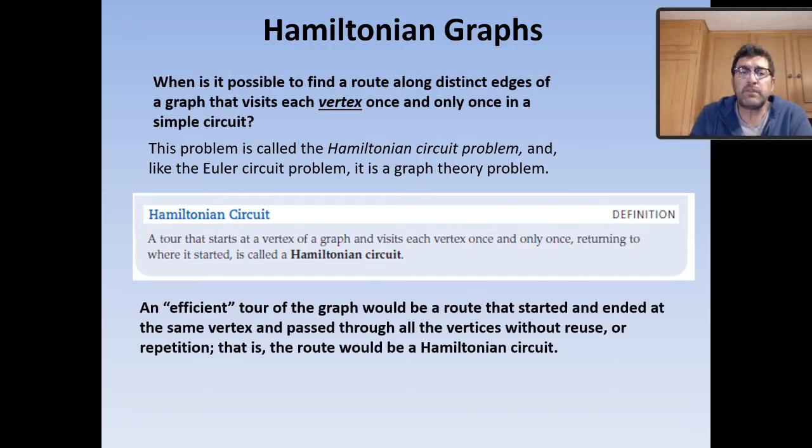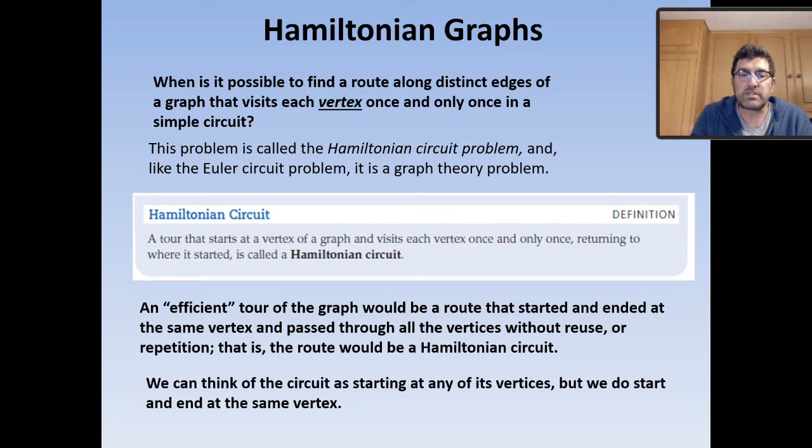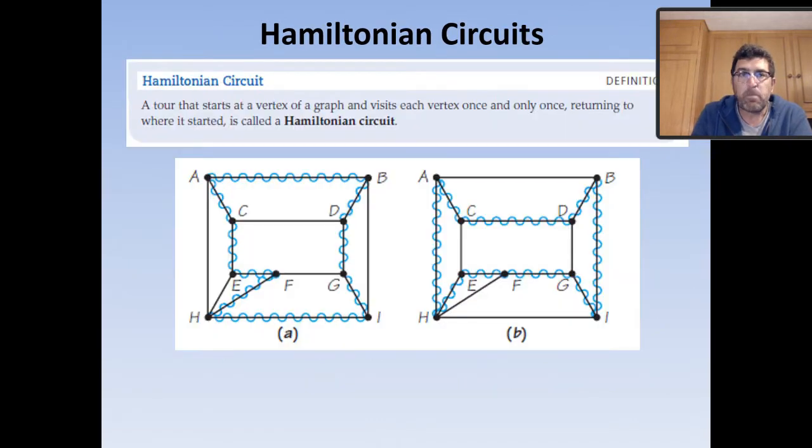So an efficient tour of the graph will be a route that started and ended at the same vertex, passed through all the vertices without reuse or repetition. If that's the case, you've just traced a Hamiltonian circuit. So we think of a circuit as any circuit that starts and ends at the same vertex. Okay, so knowing what a Hamiltonian circuit is, let's look at these two graphs.